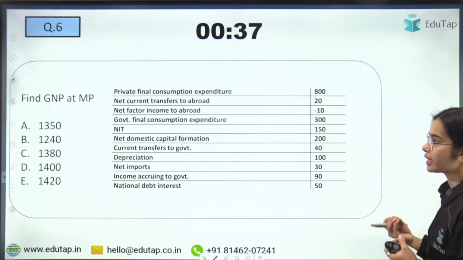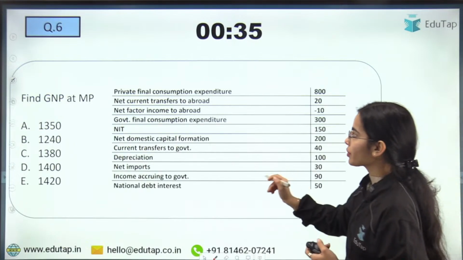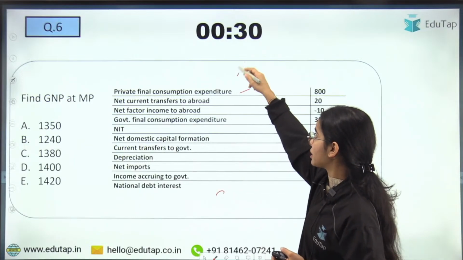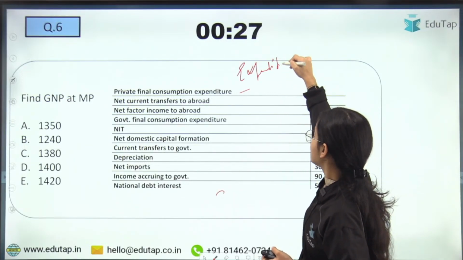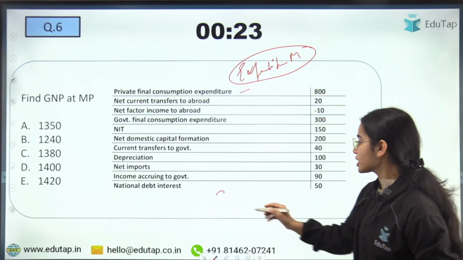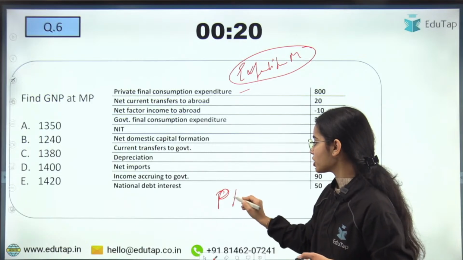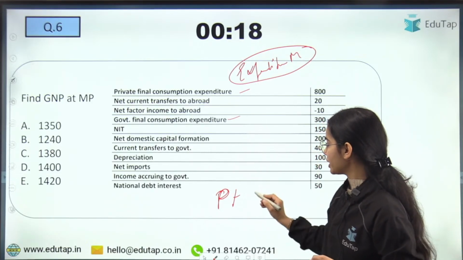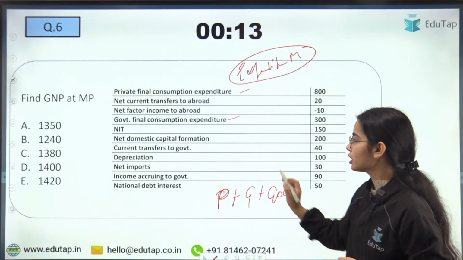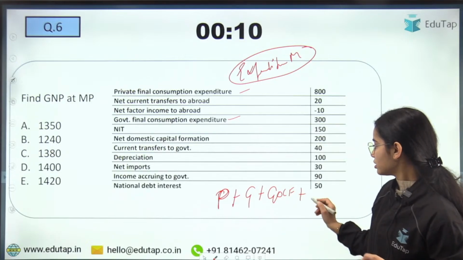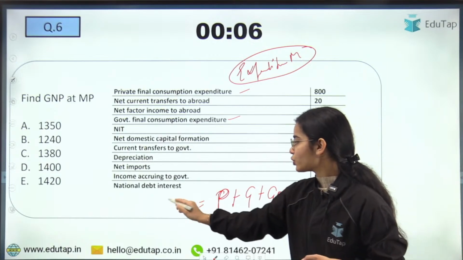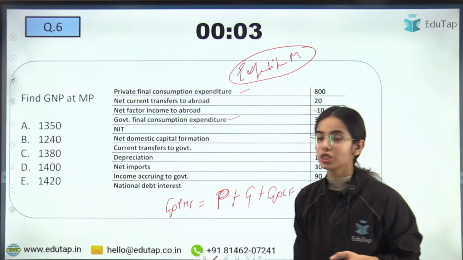So here you have to calculate the GNP at MP. So basically here the expenditure method has to be used. So there is the private final consumption expenditure plus the government final consumption expenditure plus the gross domestic capital formation plus the net exports. So this will give you the GDP at MP.